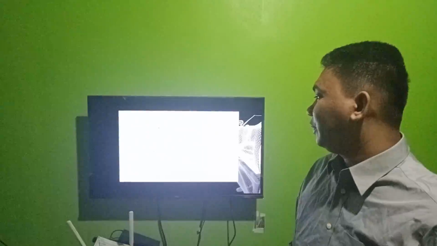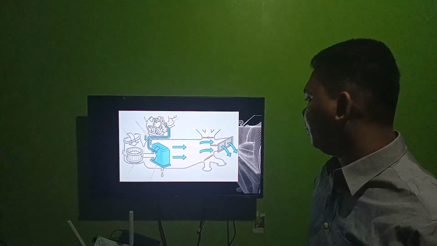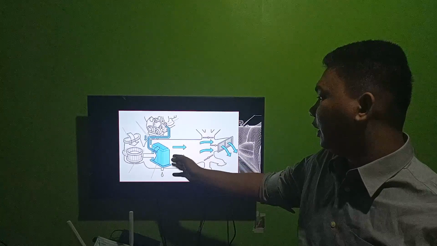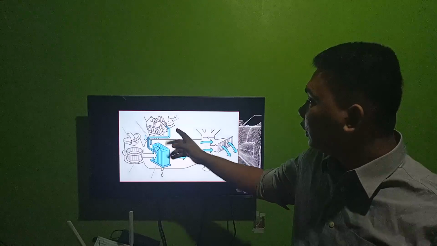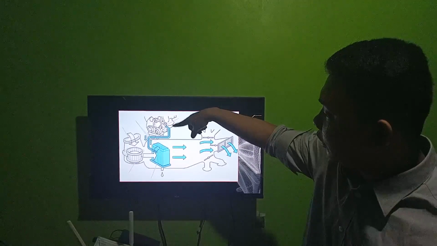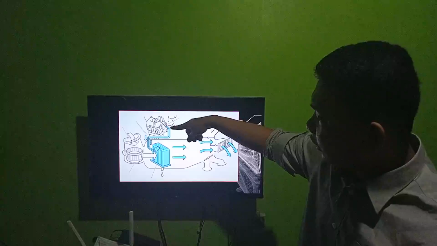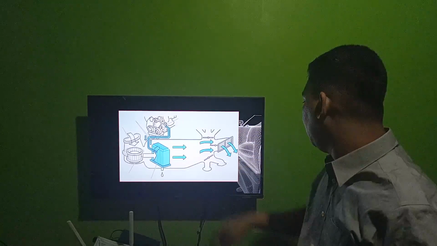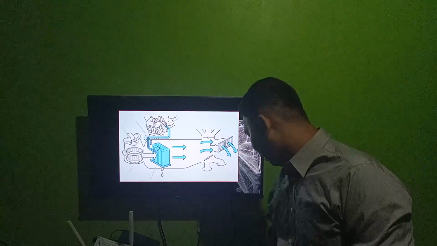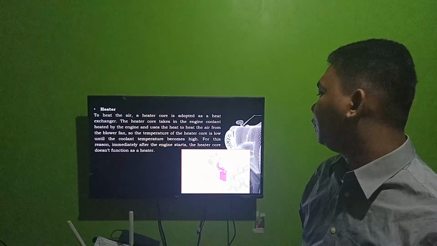So this is a full air conditioning system, and we will explain it, from the compressor to the evaporator and so on, to the outlet. The first part is the heater.